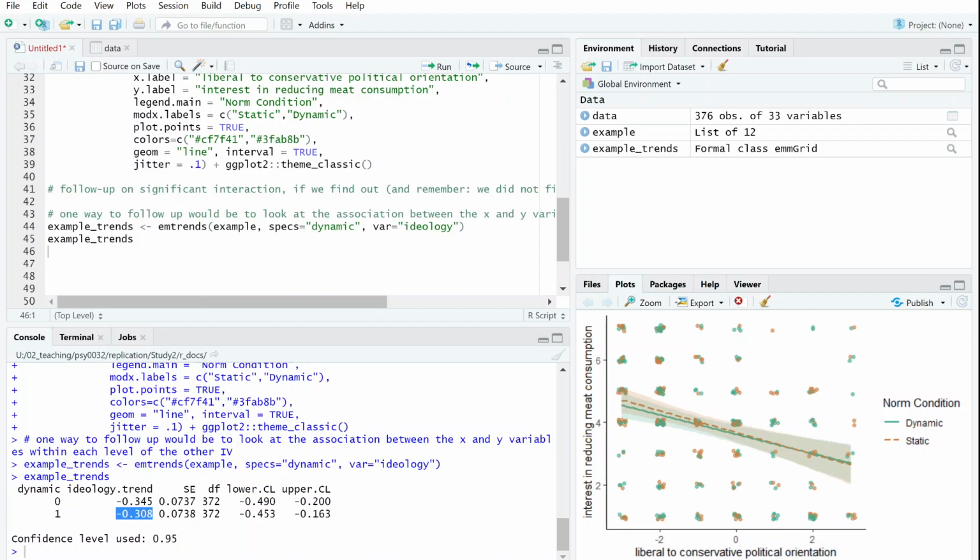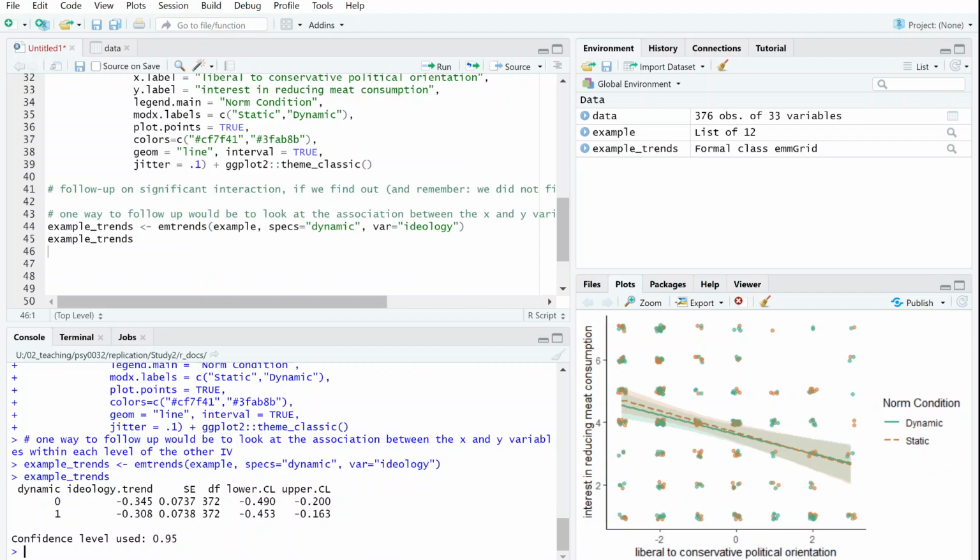All right, so that's one way to follow up on this significantly not significant interaction. But if we had had a significant interaction, that would be one way to do it, is look at the association between your x variable and the y variable separately for each level of the other independent variable. Or we could actually see whether the difference between the dynamic and the static condition varies as a function of level of political ideology.